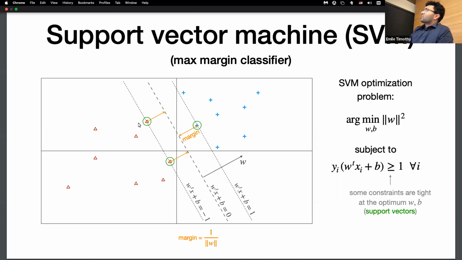And you can write this as the SVM optimization problem: what is the value of W and B that minimizes the L2 norm squared of your weights. And this is subject to the constraint that yi, which is your target, times w transpose xi plus b, which is your prediction, is greater than or equal to 1 for all i. And in this problem, your margin is given as 1 over the norm of W.